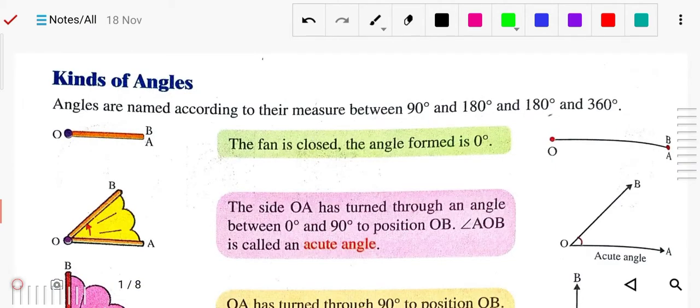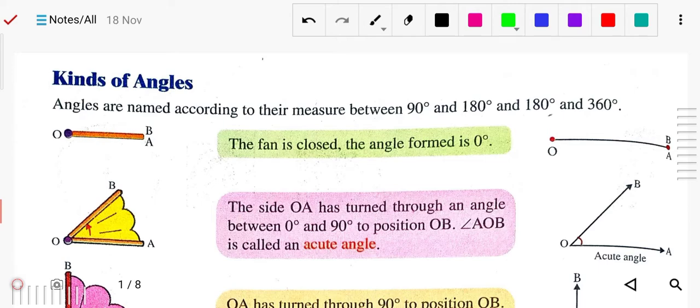Now we will study kinds of angles. Kinds of angles means angles are named according to their measures. Between 90 and 180 and 180 and 360. So whatever angles are there, they are divided like this: 0 to 90, 90 to 180, 180 to 360. It is divided based on this.